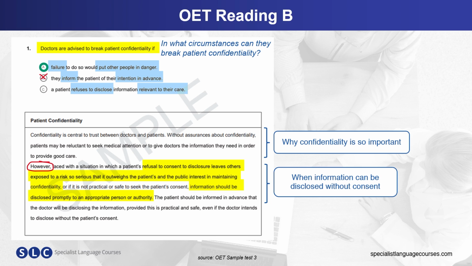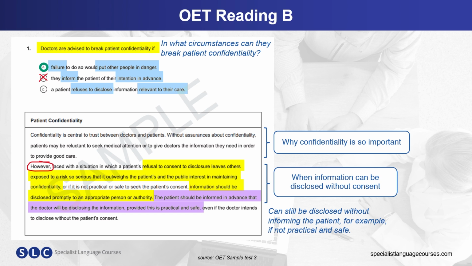B is incorrect. It does state that the patient should be informed in advance that the doctor will be disclosing the information, but it also adds provided this is practical and safe. So we can infer that information can still be disclosed without informing the patient, for example, if it's not practical and safe. Option C is incorrect, and it's an example of how all parts of the answer option must fit. The text does mention the patient's refusal in the first line of the second paragraph, but it does not state in the text that the disclosed information is relevant to their care, but it talks about the safety of others.